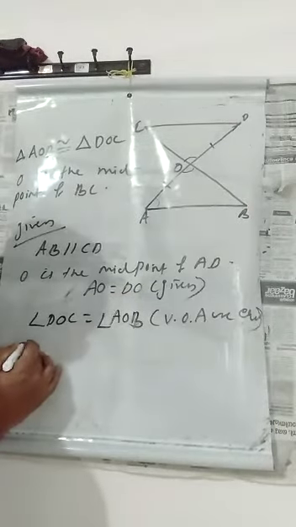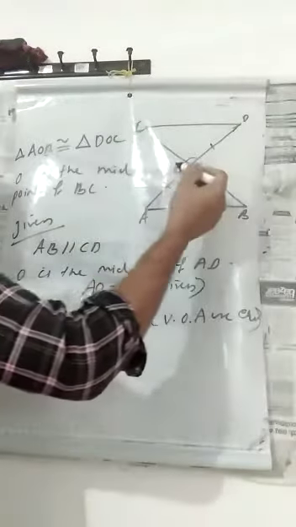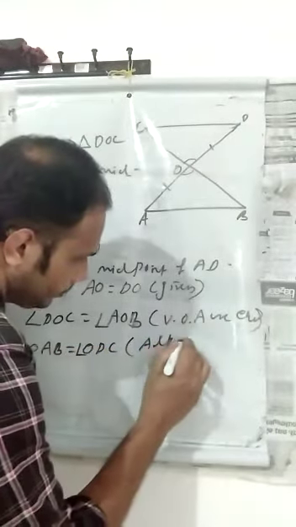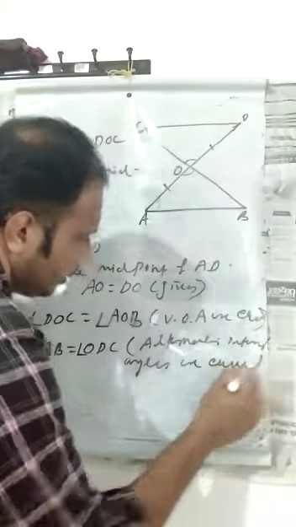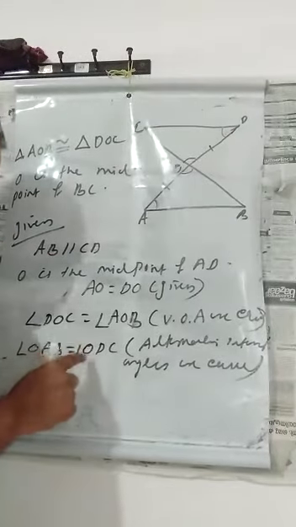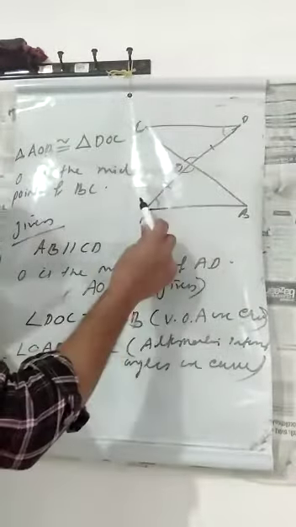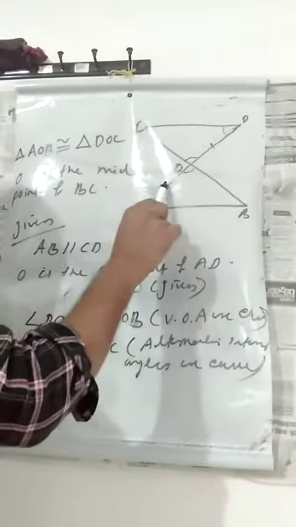So what you can write: angle OAB equals angle ODC, because alternate interior angles are equal. That means this angle and this angle are equal. Why? AB and CD are parallel, then the alternate angles are equal. Already in the earlier videos we have discussed many concepts, so I think you have studied that concept. So in these two triangles, this angle and this angle are equal, and the side included between these two angles is also equal.